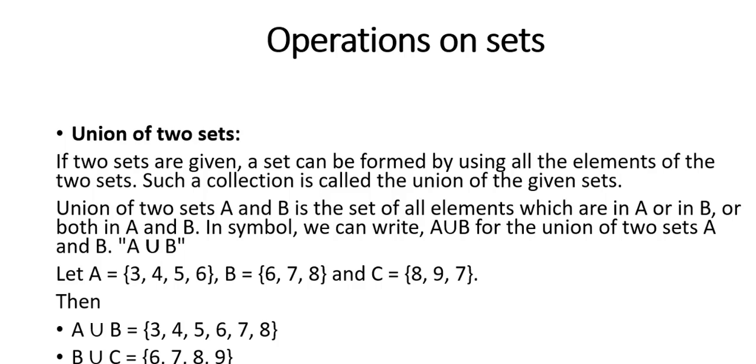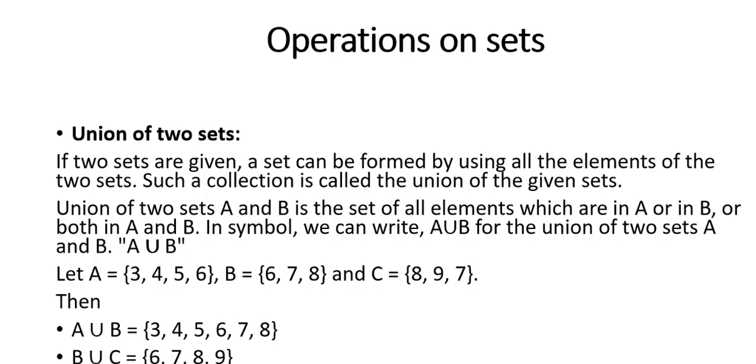The same logic applies here. In B and C there are two common elements, 7 and 8. They are both repeating, but they are written once. So when we are using the union operator, we are only going to write them once. We are not going to repeat elements only because they appear in two different sets. That is the rule here. If an element is repeating, we just write it once.